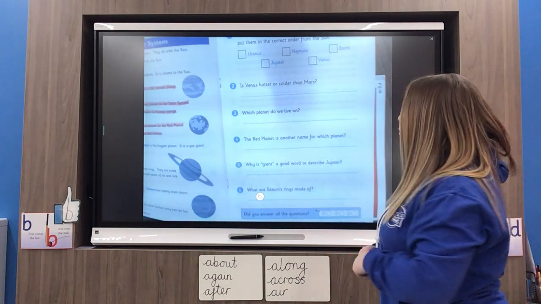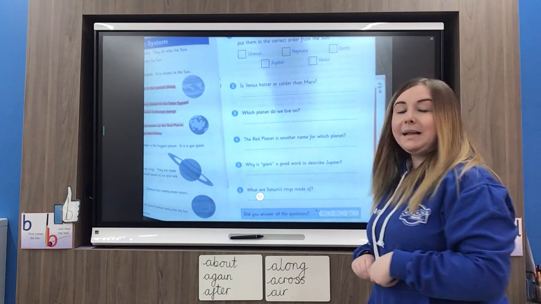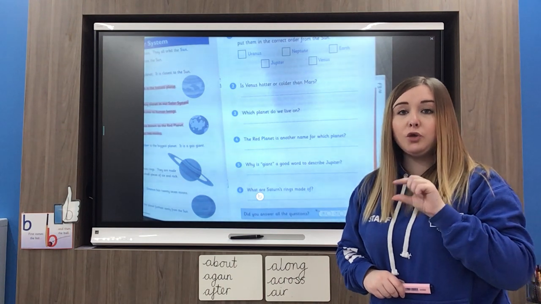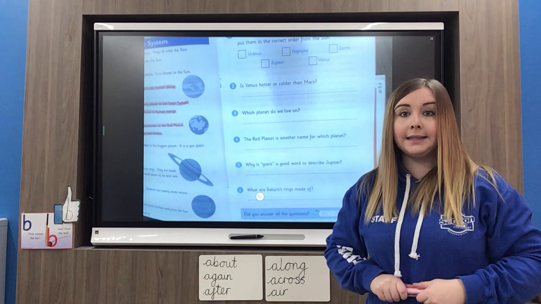Number 4 then. So the red planet is another name for which planet? So skim through those, look for the keyword red planet. Which planet is it?